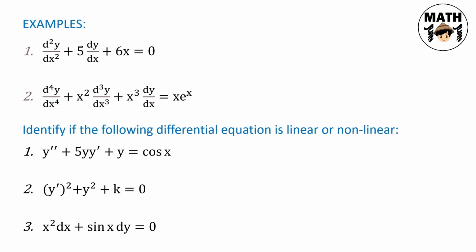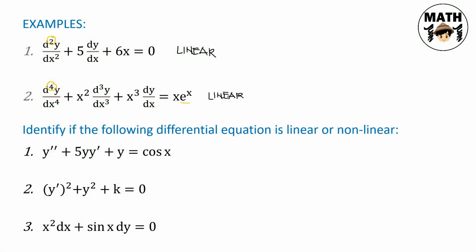Example number 1, this is a second order na linear differential equation dahil yung highest derivative natin is 2, and linear because lahat ng derivative natin is of first degree, walang product ng y and its derivative, and finally, walang transcendental function of the dependent variable na y. Kaya this is linear. Second example, this is a linear na fourth order differential equation. Highest derivative is 4. Walang product ni y and its derivative. May product dito pero function ni x and derivative ni y.